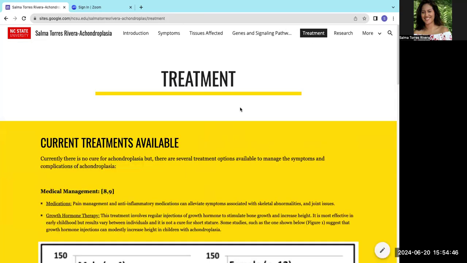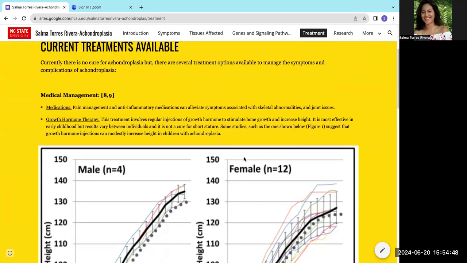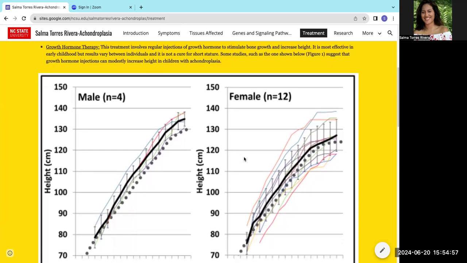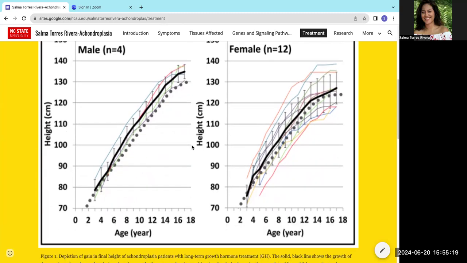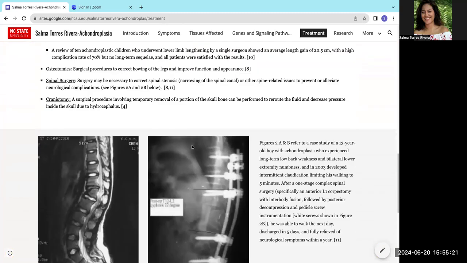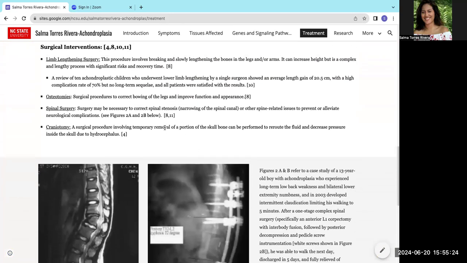In treatment, again, I didn't go in depth into this section. I just wanted to highlight some of the key managements that I saw being used. Growth hormone therapy, this one particularly shocked me, or particularly this research article, just because I didn't see much of a difference between non-treated patients and the treated patients. But then again, I don't know if that bit of an increase in height would be significant for those affected with achondroplasia. And then surgical interventions, I highlighted some key ones being used.